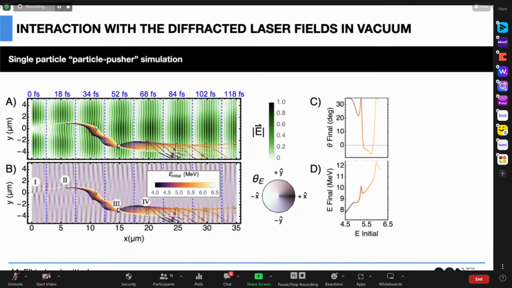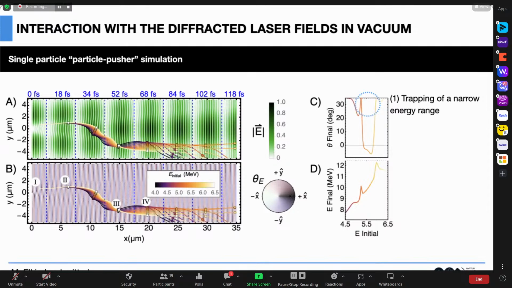So here again, this is the same simulation, just plotted over a couple of time frames between x equals 0 and 35 microns. This is one Rayleigh range. And we see all of those parts of the journey that we just described in words. And what we're seeing here on the right is, with the same color code, the final emission angle and the final energy.